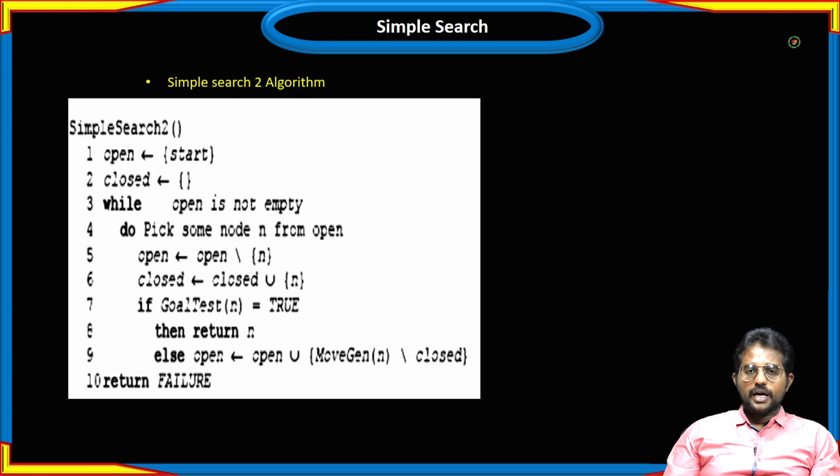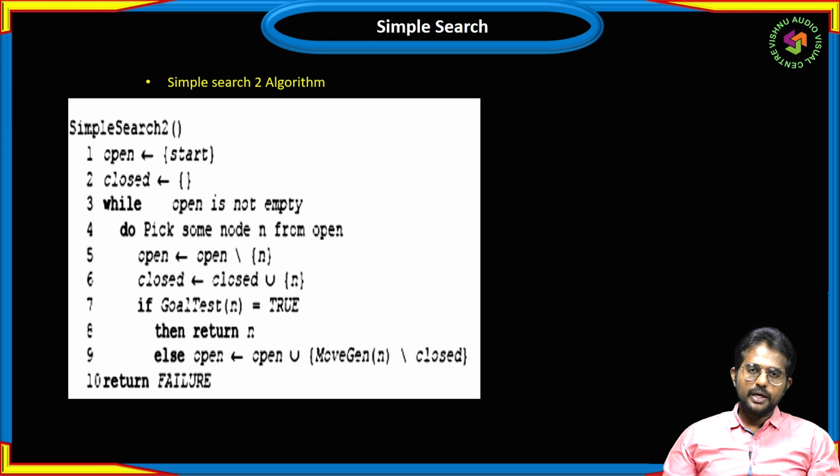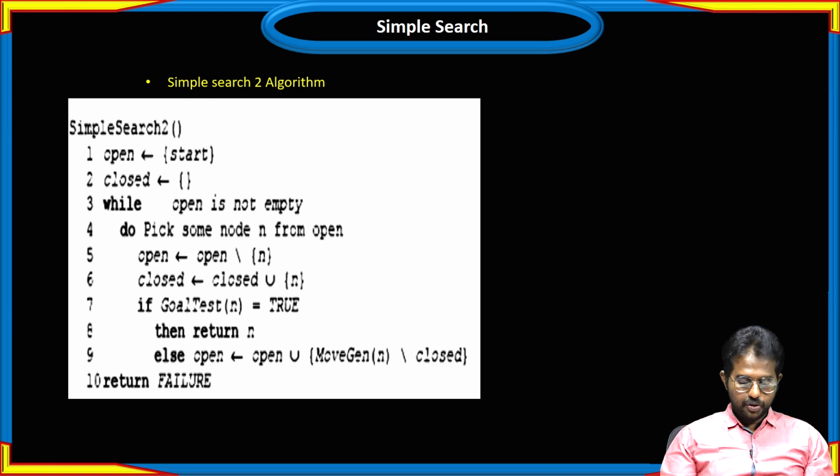we will apply the moveGen function on that particular node n, and we will add them to open after deleting whatever elements are in the closed data structure. So already processed elements will be in the closed. While applying the moveGen function, from the output of moveGen I will delete whatever elements are already in the closed. After deletion, whatever the result is, it will be added to the open. So this is the simple search 2 algorithm.